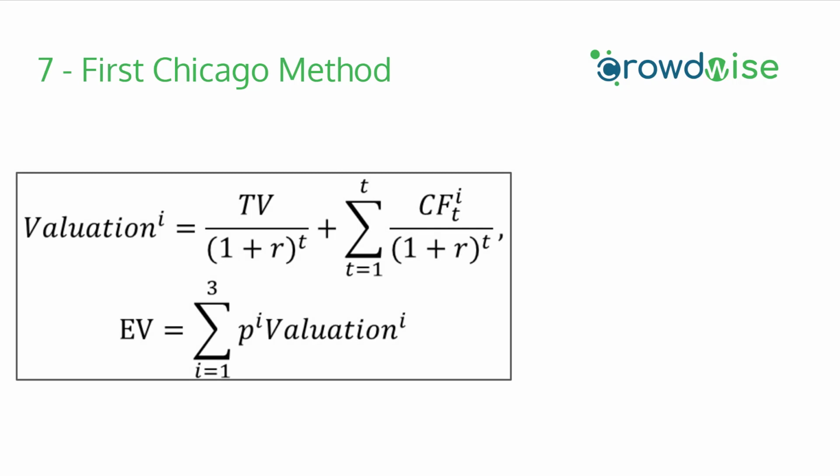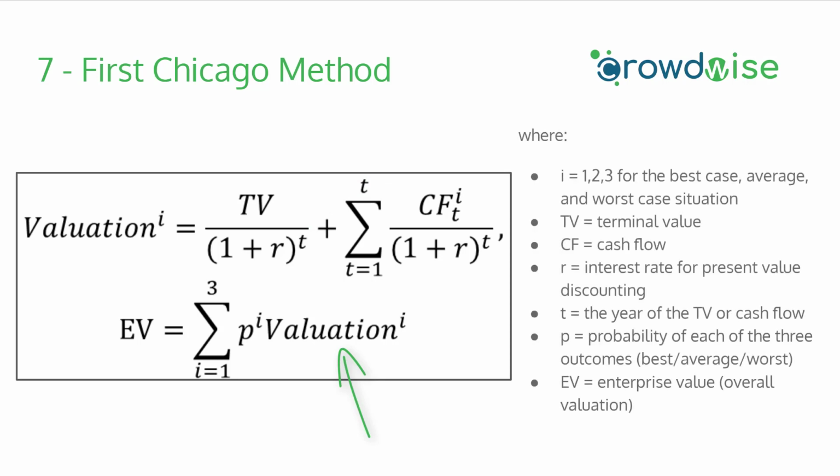Basically, as we mentioned in words, the valuation at each outcome, I, which is the best, the average, or the worst case, is going to be equal to the terminal value divided by a discount factor, 1 plus the discount rate raised to the t number of years, plus the summation of all those cash flows, which is again discounted to the present valuation. And then once you have that valuation number for each the best, the average, and the worst case outcome, you multiply that by the probability of each of those outcomes and sum them together to get the final enterprise value.